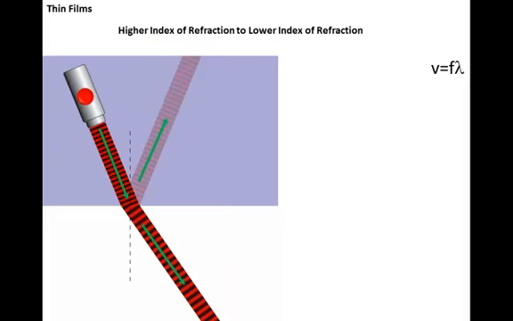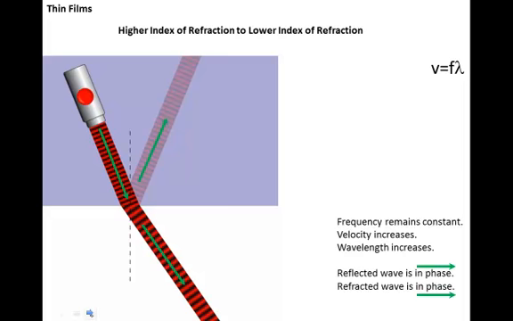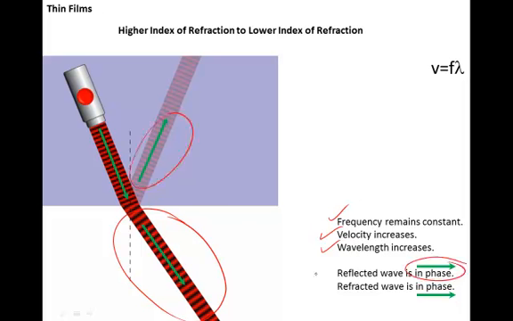Now, when we go from a higher index of refraction to a lower index of refraction, once again, the frequency remains constant, but now, as we look at the refracted ray, the velocity increases and the wavelength increases. The reflected ray, this ray here, is in phase, and the refracted ray is also in phase.